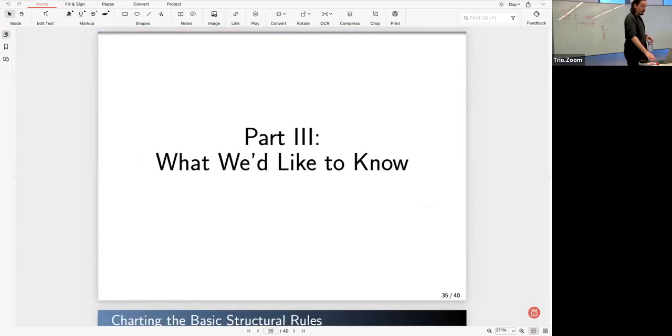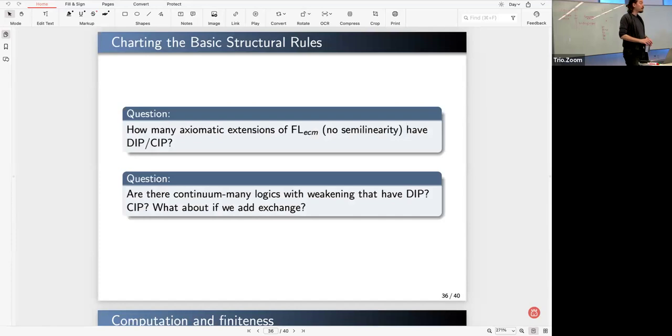So in just the last couple of minutes, I would like to pose a couple of open questions, which are still things that I would like to know about this. There are still some basic questions about basic structural rules. In particular, I've shown you a lot of stuff about idempotent residuated lattices that corresponds to things with contraction and mingle. I've shown you this mostly in the context of varieties that are semilinear. One open question is how many axiomatic extensions of the full Lambek calculus with exchange, contraction, and mingle there are, without semilinearity, that have the deductive interpolation property or the Craig interpolation property. When we drop semilinearity, I don't have the cardinality. There are 60 with semilinearity.